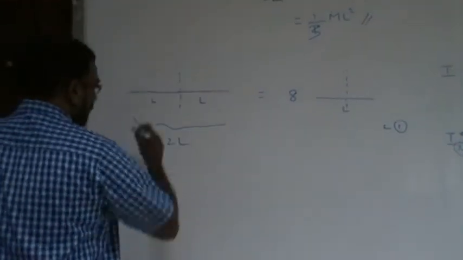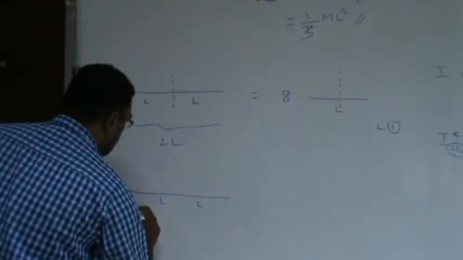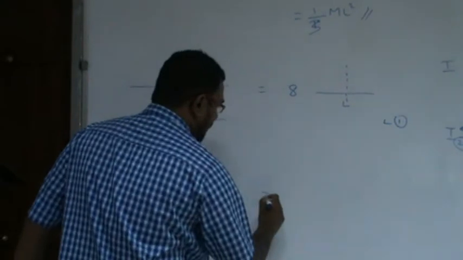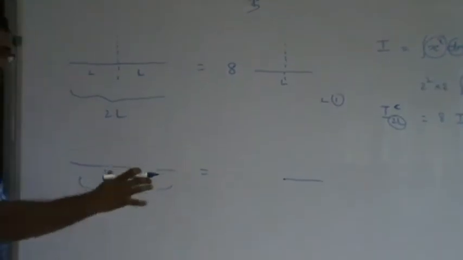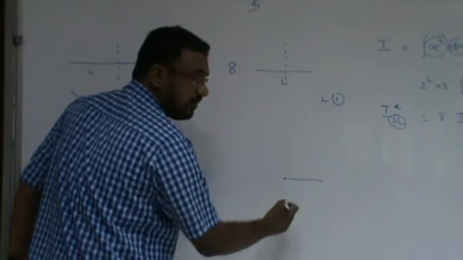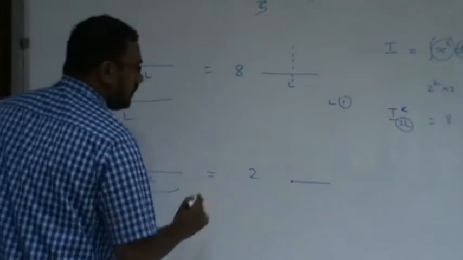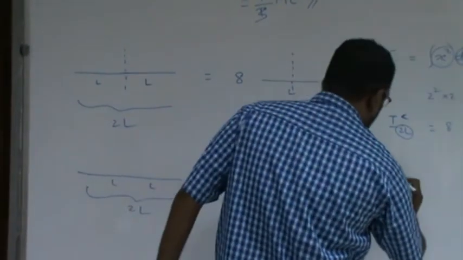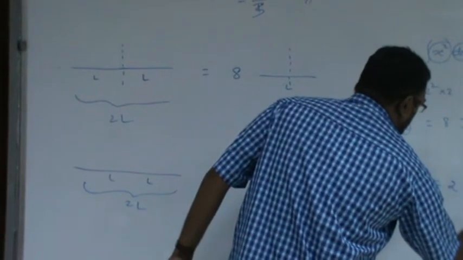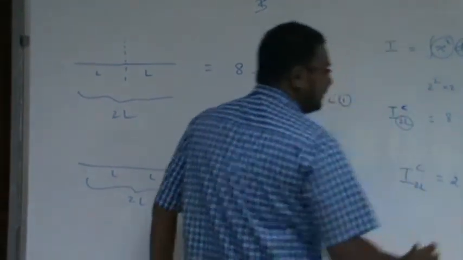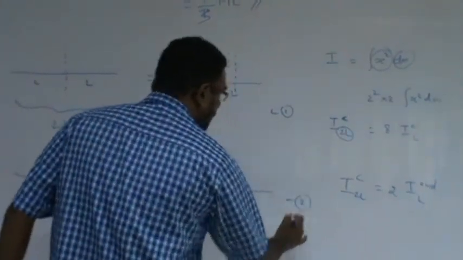Similarly, I can do the same thing. For 2L, I can compute the moment of inertia at the end. Suppose I take only half of this. This gives this part alone. So 2 times this gives this one. This implies I_2L,C is equal to 2 times I, but at the end. I call this equation 2.